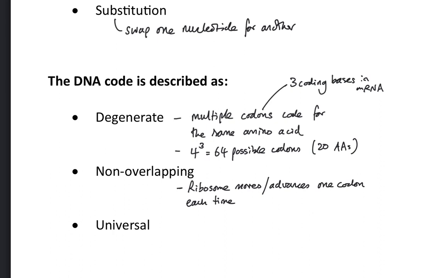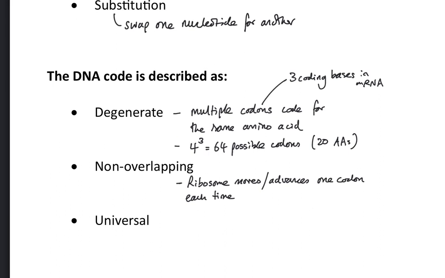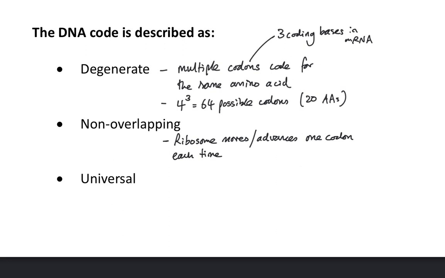Universal has got nothing to do really with mutation, because it just means that all life on Earth uses the same codon system. And it's all life except some very rare bacteria. This is really important when we get into genetic engineering in year 13, where I can move a gene from one species into another and it still makes the same protein.